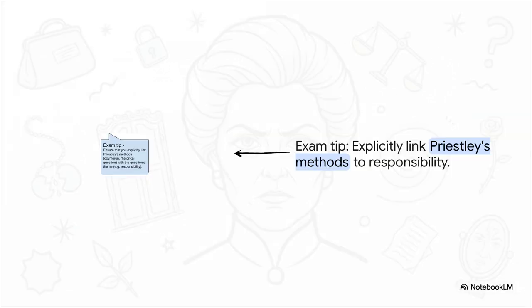So, wrapping up the analysis techniques, always remember that Priestley's methods directly serve his core themes. The heavy dramatic irony in Act 2, where she's unknowingly cursing her own son, and her absolute unyielding language, it all points back to one thing: her total failure to accept social responsibility. She is Priestley's ultimate symbol of extreme, dangerous individualism.